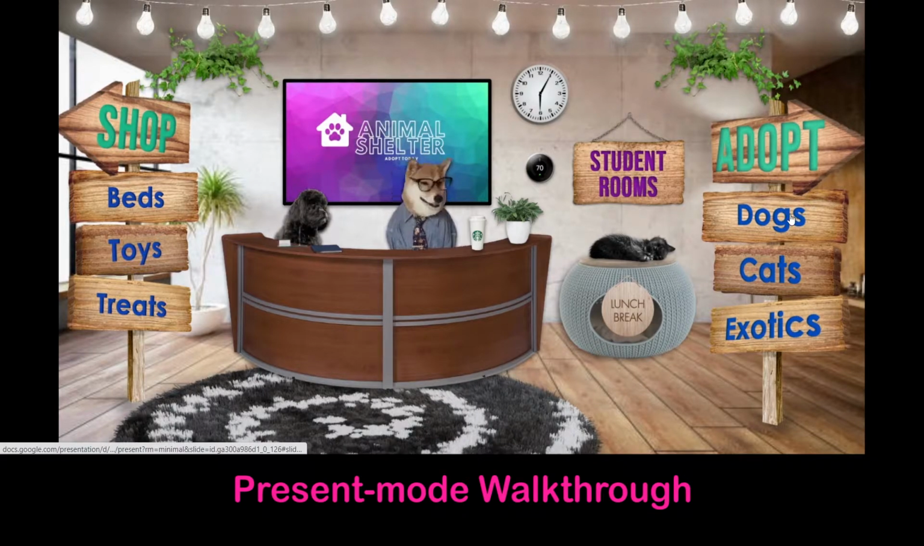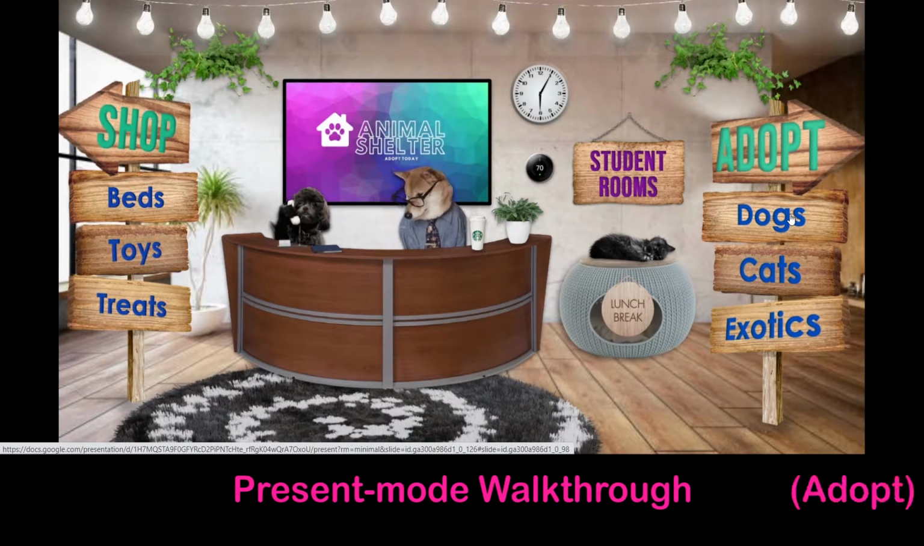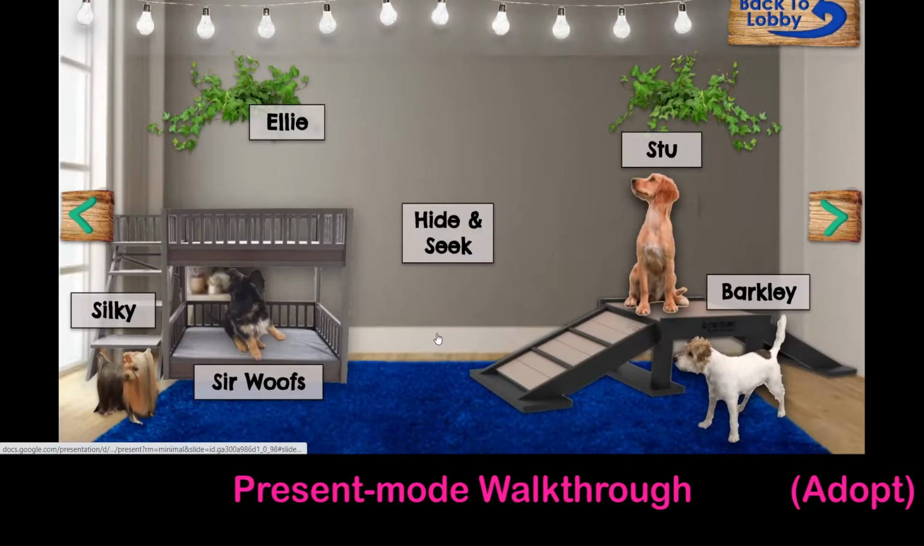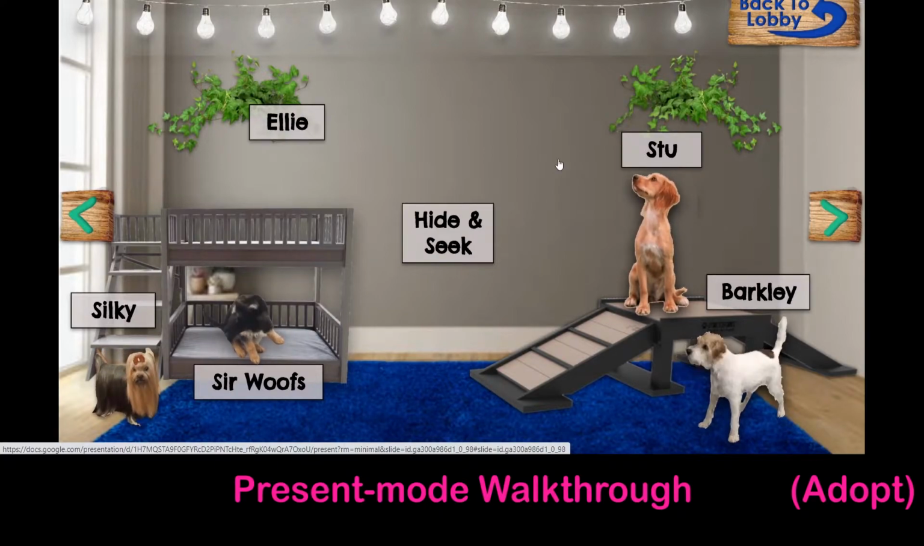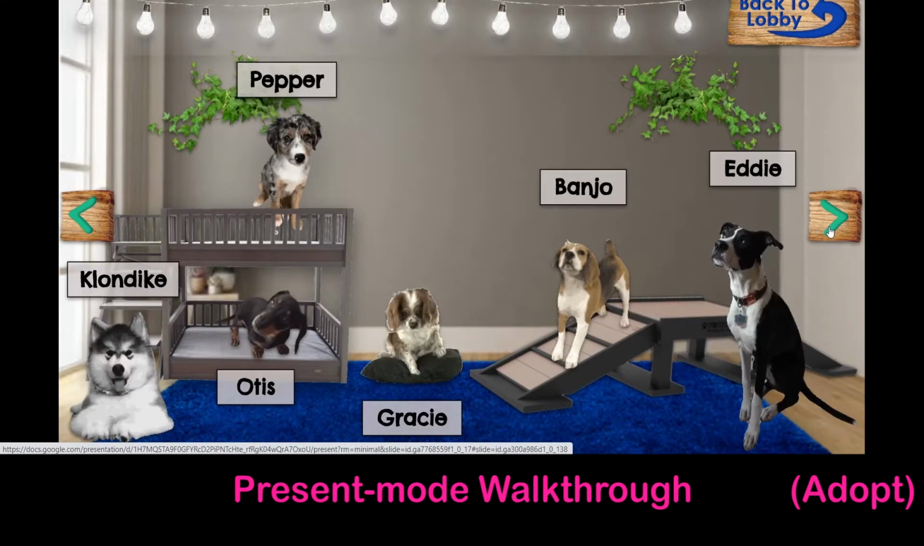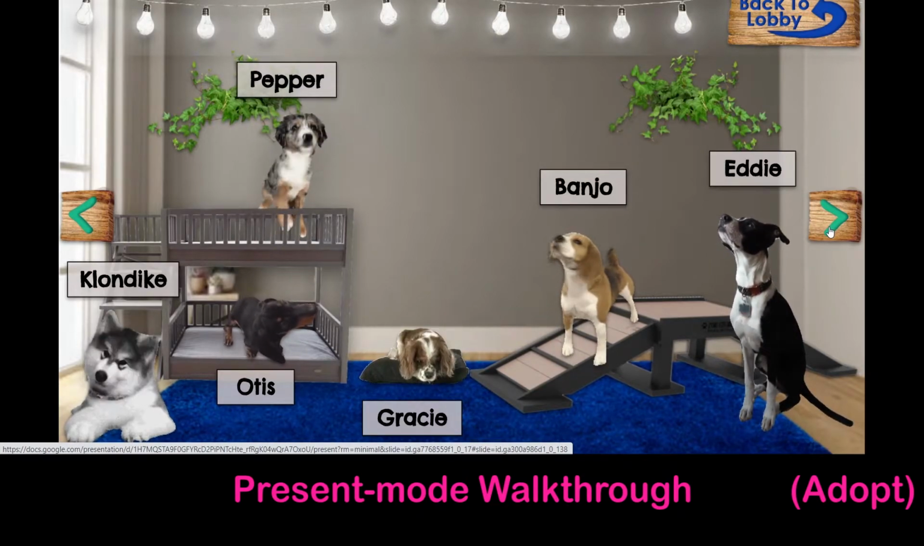Let's go through the adoptions first. Go to dogs. I'm in an active version, so some of the pets are gone because they've been adopted. So this is one of the pages. I think there's 3 pages of dogs and cats, and then there's 4 of the exotic pets. But you can see here we have arrows. The arrows will scroll you through the pets.